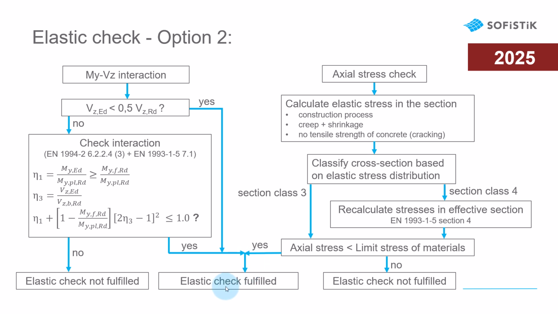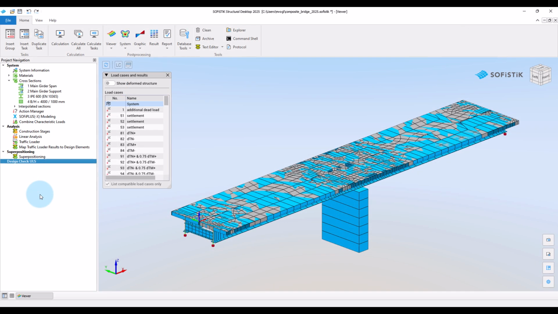Okay, so much about the background. Now let's take a look at the input and the created report. We will start with option 1. That means the check is done with plastic resistances if possible, and for the elastic check, we use van Mises stresses, respectively the reduced stress method.